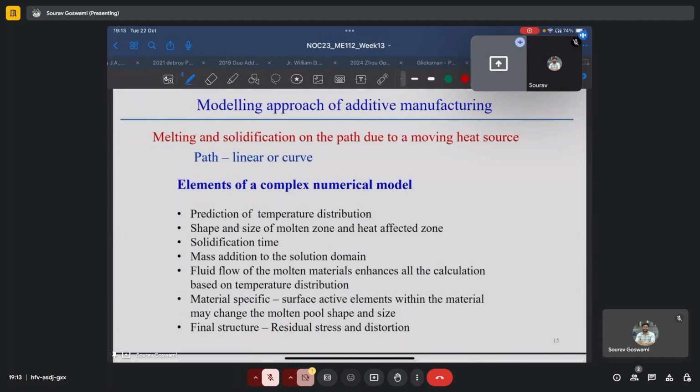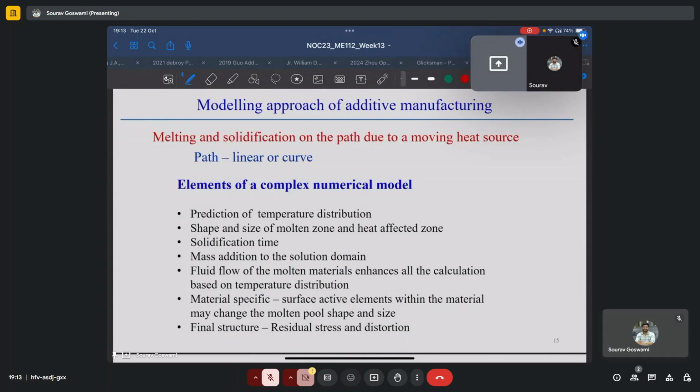and a high fidelity numerical model or a complex numerical model can have certain characteristics, some of which are listed here. So they can be used for the prediction of temperature distribution. They can be used to predict the shape and size of the molten zone and the heat affected zone. It can be used to calculate the cooling rates and the solidification time. Can also be used to calculate the mass addition to the solution domain if you are trying to model the free surface geometry.